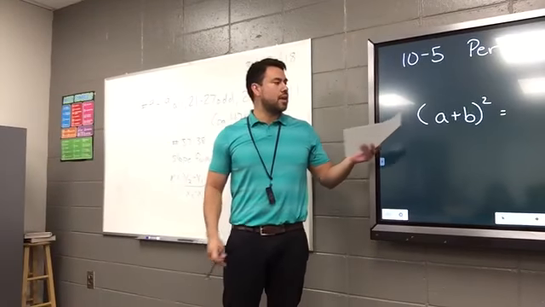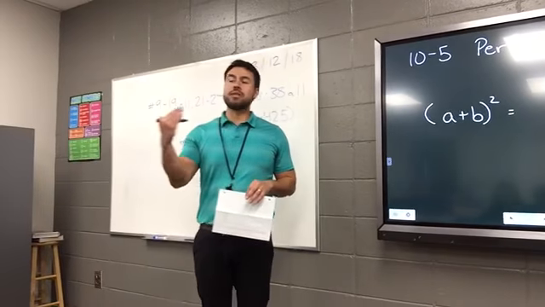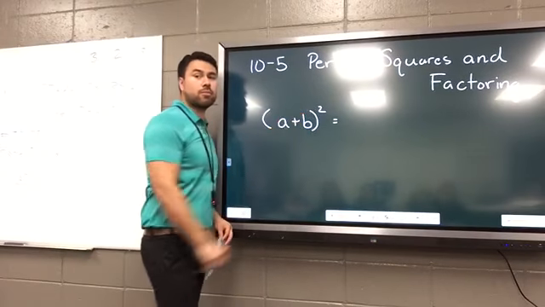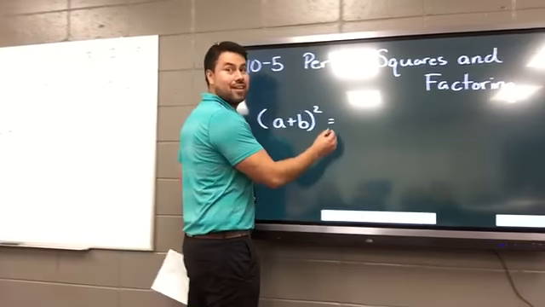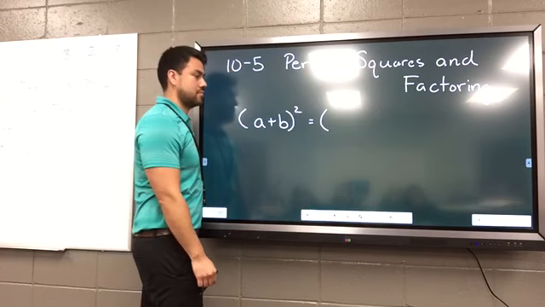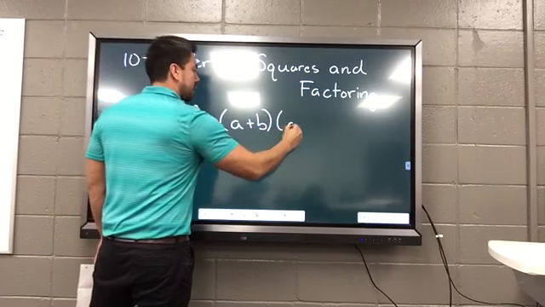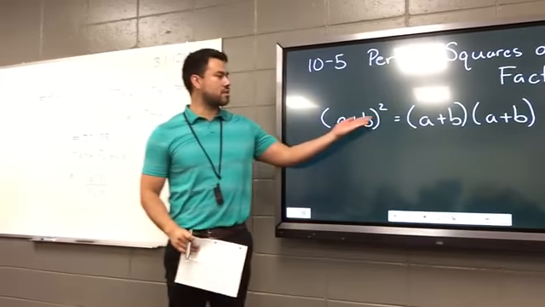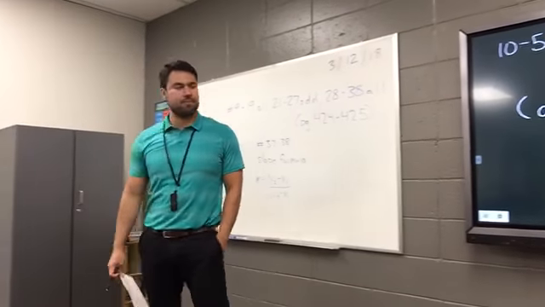Does anyone know what (a plus b) squared means with multiplication? So this is a term squared, but what does it mean with multiplication? Anyone know? Yep. Hayes? It just means (a plus b) times (a plus b). That's all it means. It means that this is used as a factor twice. So go ahead and multiply that out. Let's see what we get.